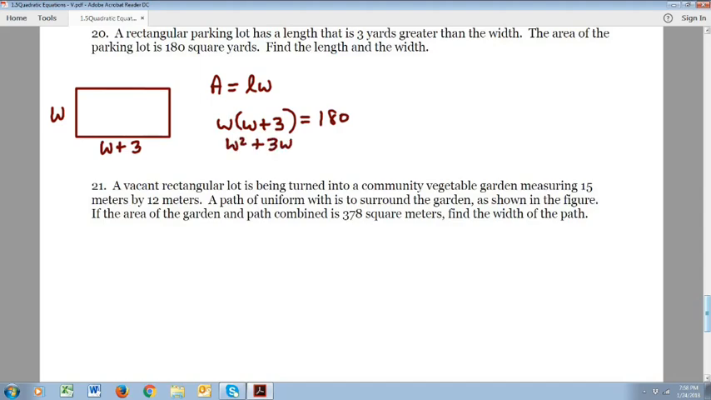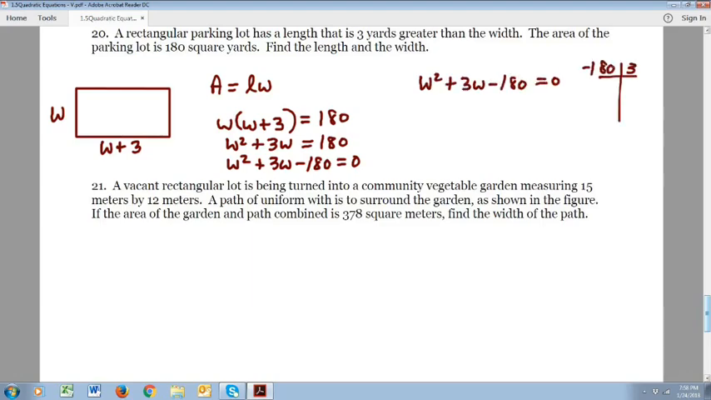We've got some distributing to do, and that's equal to 180. Let's get the 180 on the other side by subtracting 180 on each side. And so this is the equation that we need to factor. So we need two numbers that multiply to negative 180 and add up to 3. If you play around with the numbers, you'll find that 12 and 15 work. And we need to make the 12 negative and the 15 positive. So you can double check the work here, but those two numbers work.